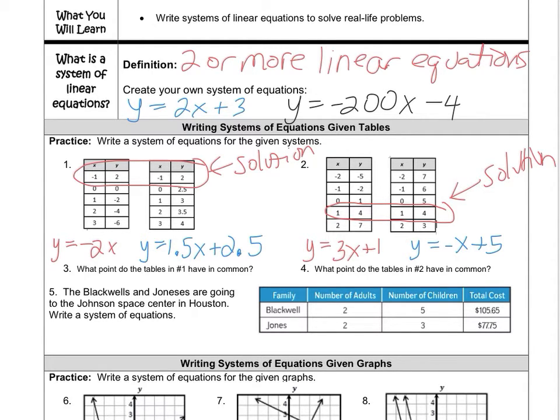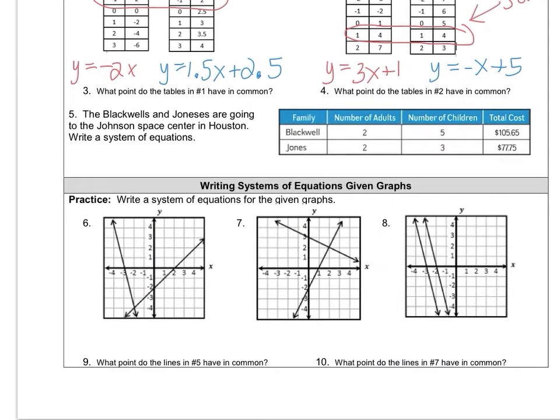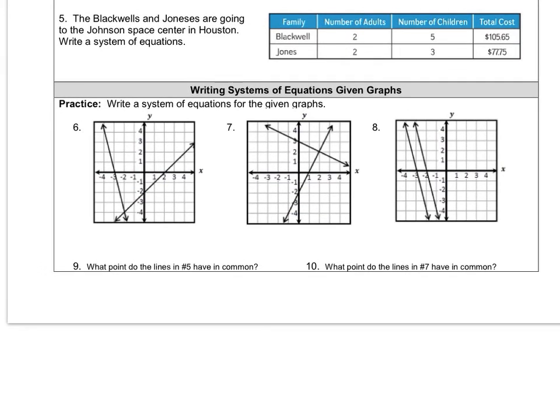Okay, now we can also find our system of equations by getting equations from graphs. On number 6, 7, and 8, we've got 3 different graphs. Just looking at each one, we can see our solution pretty easily in 2 of them. We can see our solution on number 6. We can see our solution on number 7. On number 8, they're parallel lines. So what kind of solution do you think number 8 has? Well, give that one some thought.